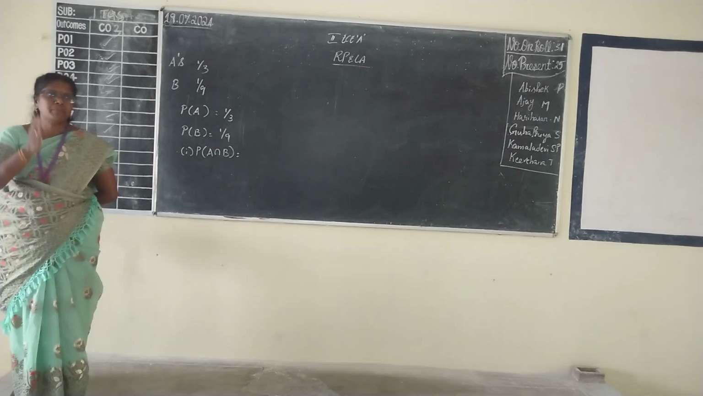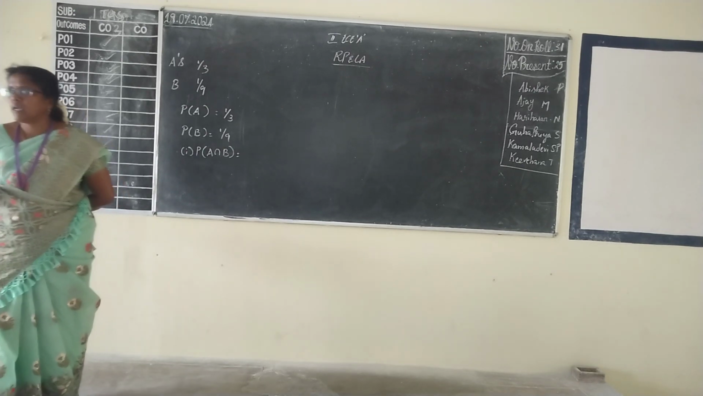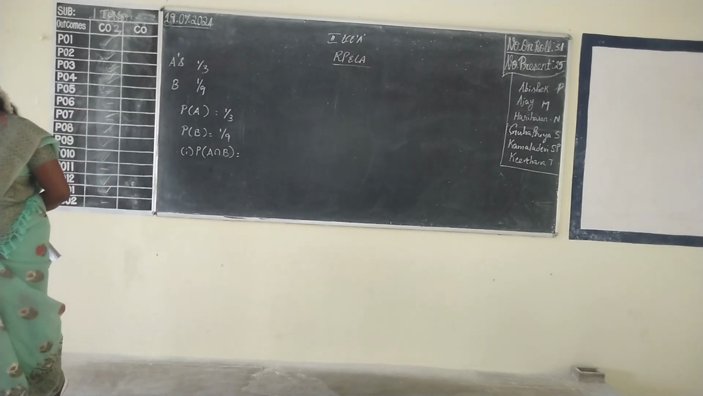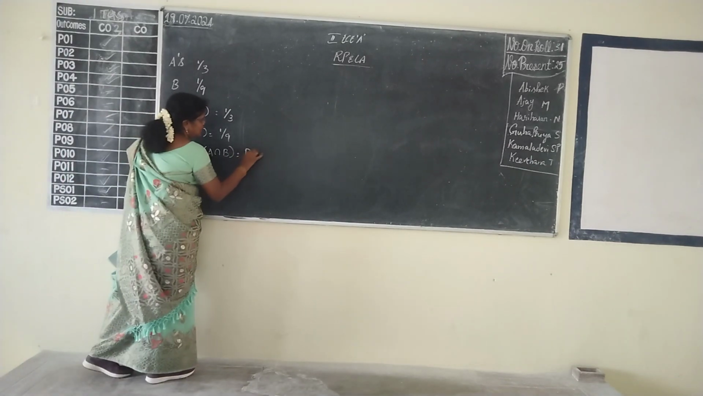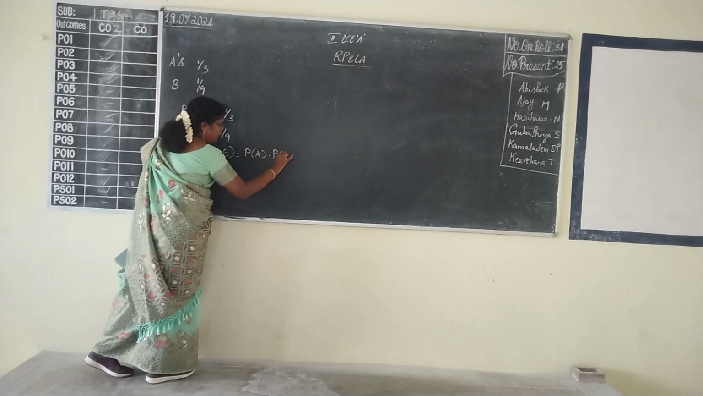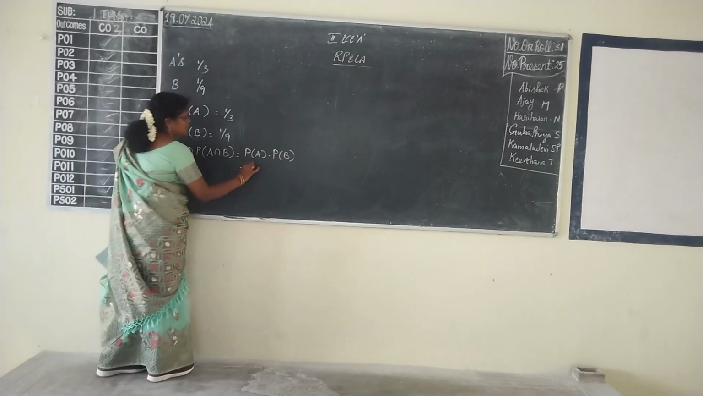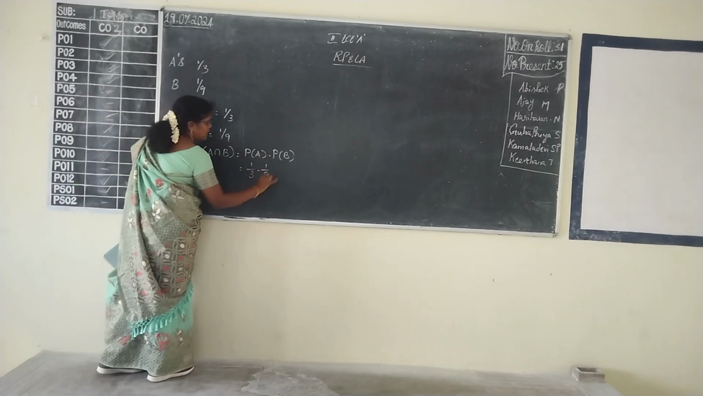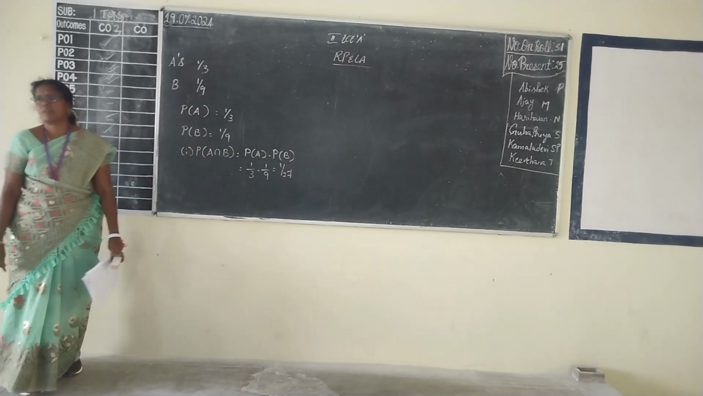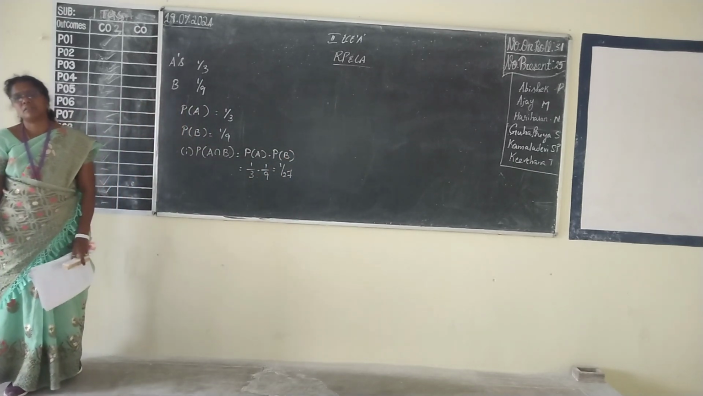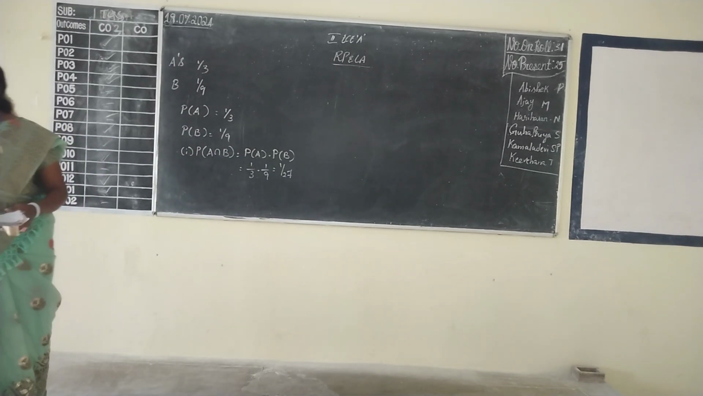We are discussing whether person A and person B are dependent or independent. No, they are going to perform the interview individually. So we can write this as P of A into P of B. Very simple answer. So what is the answer? 1 by 3 into 1 by 9. You can convert it as 0.066. Any doubt in this first one?